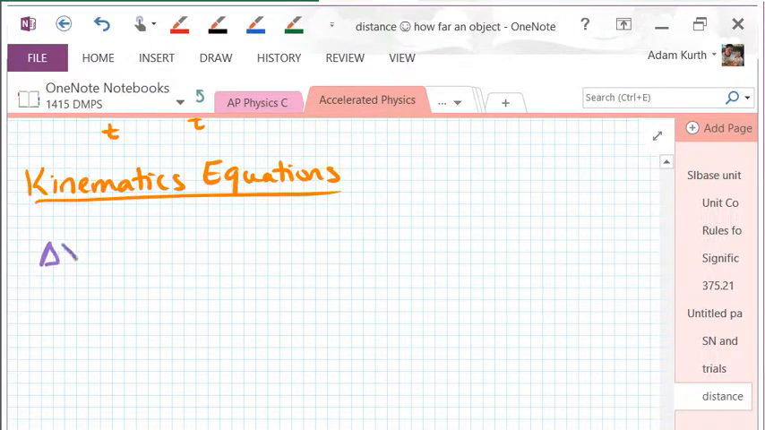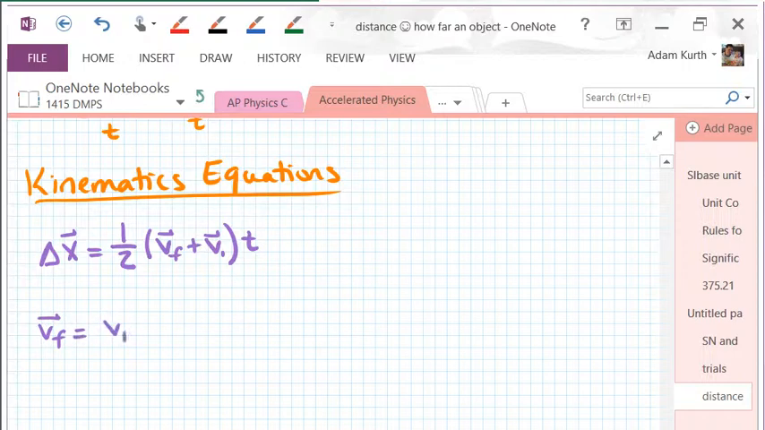So delta x, that's the displacement, is equal to 1/2 (VF plus VI) times T. The next one was VF is equal to VI plus AT. That's the one that we decided was actually the acceleration equation. We've got delta x is equal to VI times T plus 1/2.